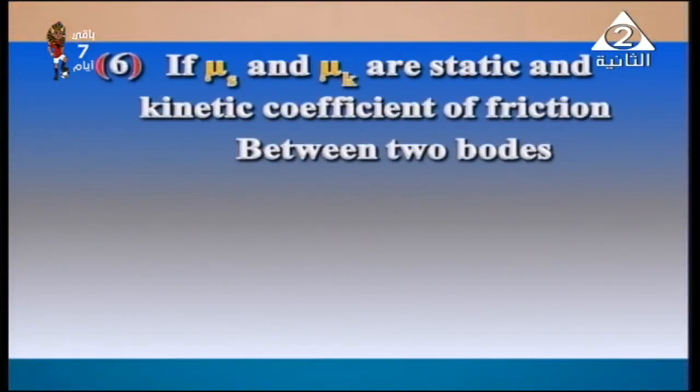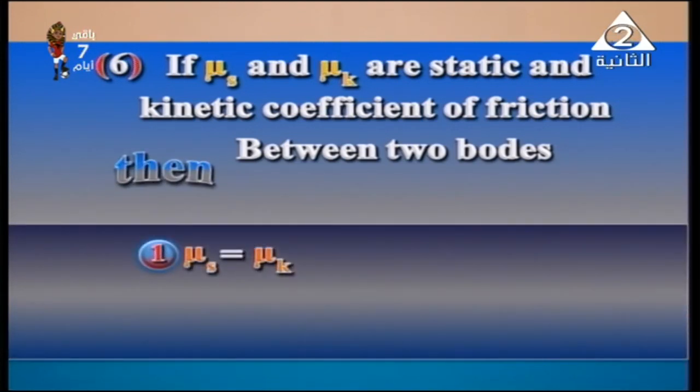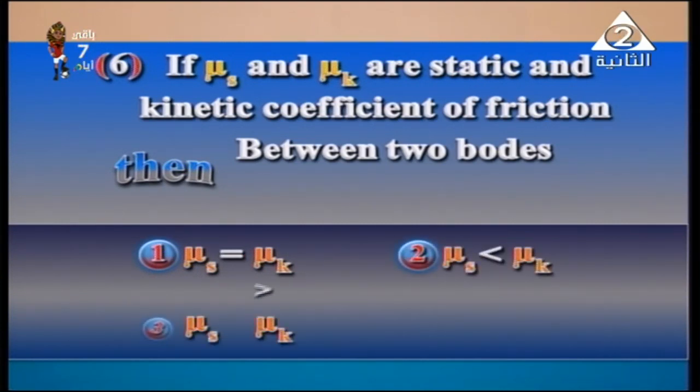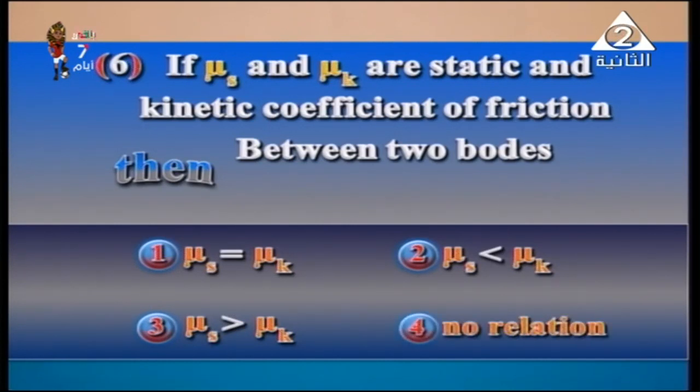My dear student, if mu s and mu k are the static and kinetic coefficients of friction between two bodies, then mu s equals mu k, or mu s smaller than mu k, or mu s more than mu k, or no relation. My dear student, we know the correct answer, number 3, mu s more than mu k.